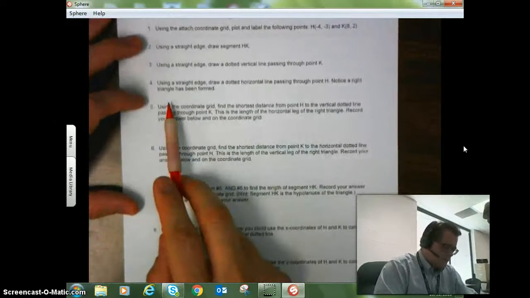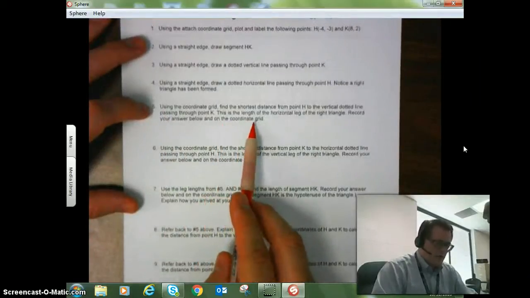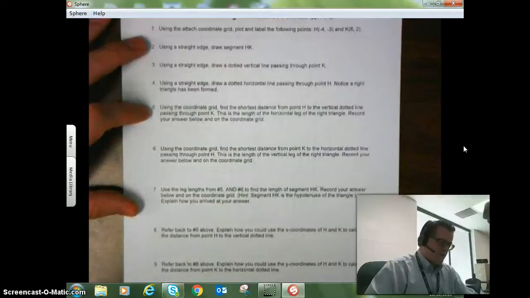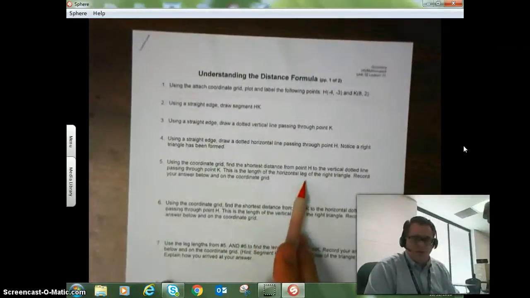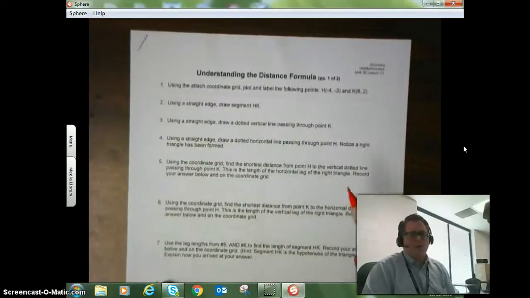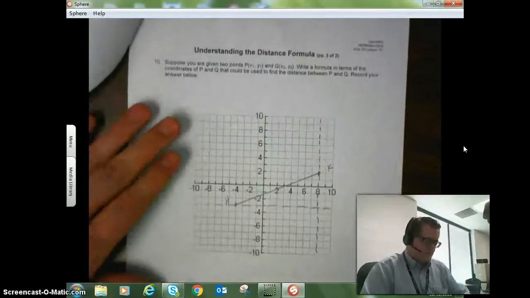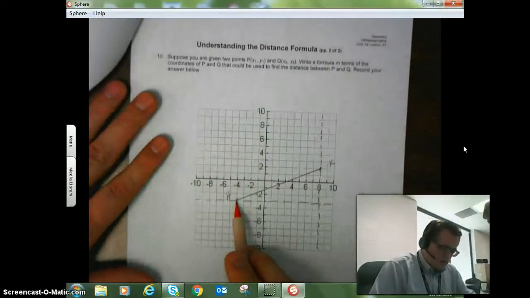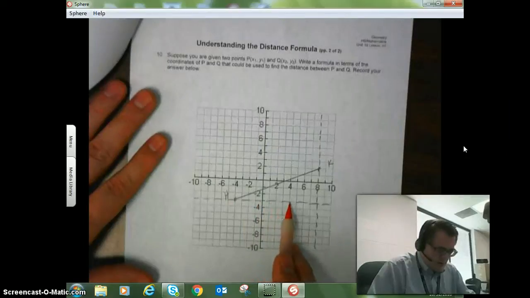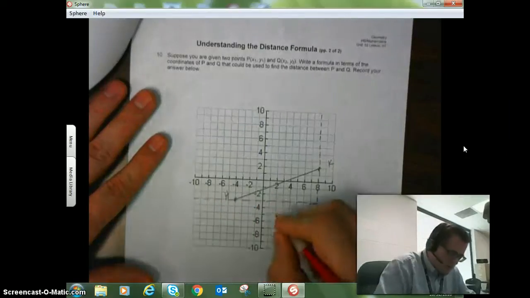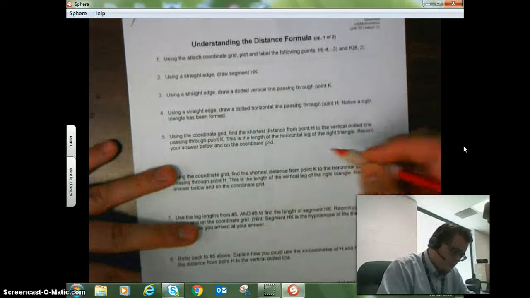So now, using the coordinate grid, find the shortest distance from point H to the vertical dotted line through point K. And it tells you here this is the length of a horizontal leg. Now remember, a leg of a right triangle is one of the two sides that actually make the right angle of the right triangle. So from point H to the dotted vertical line, just counting, we get 1, 2, 3, 4, 5, 6, 7, 8, 9, 10, 11, 12 spaces. So I'm going to say that that's 12, and I'll put it here.